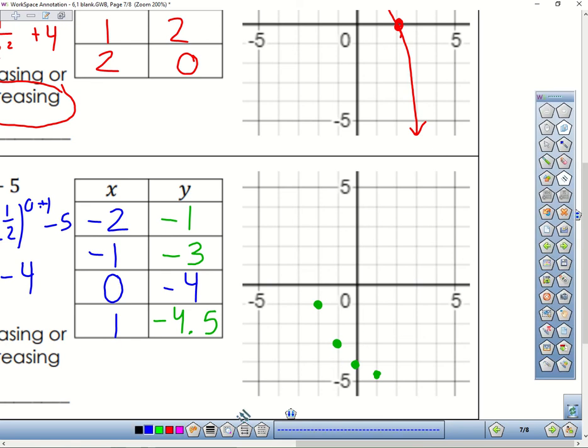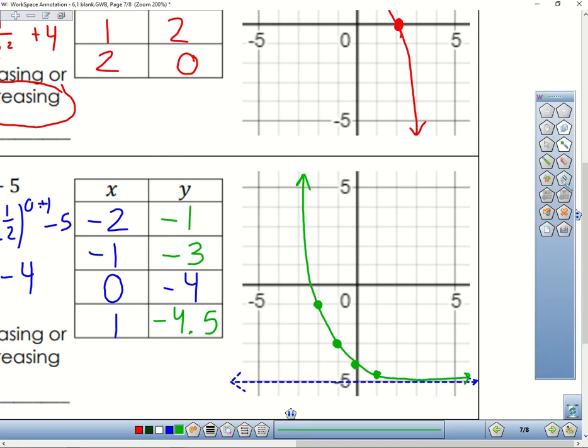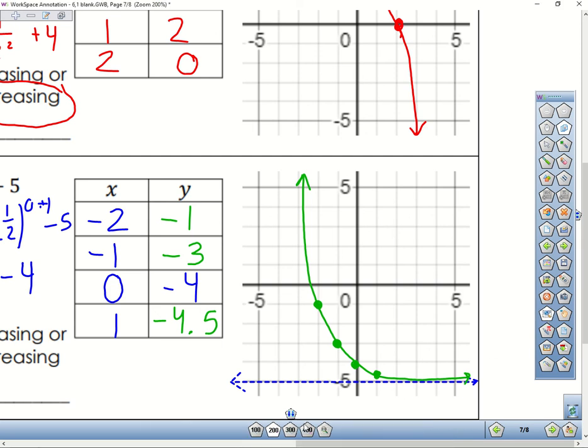So what's our asymptote going to be here? -5. And then we can connect our graph based on the asymptote that we just found. Looks like that. That one actually I drew pretty decent compared to the other one. So now we're going to go back and fill in the missing blanks that we had.